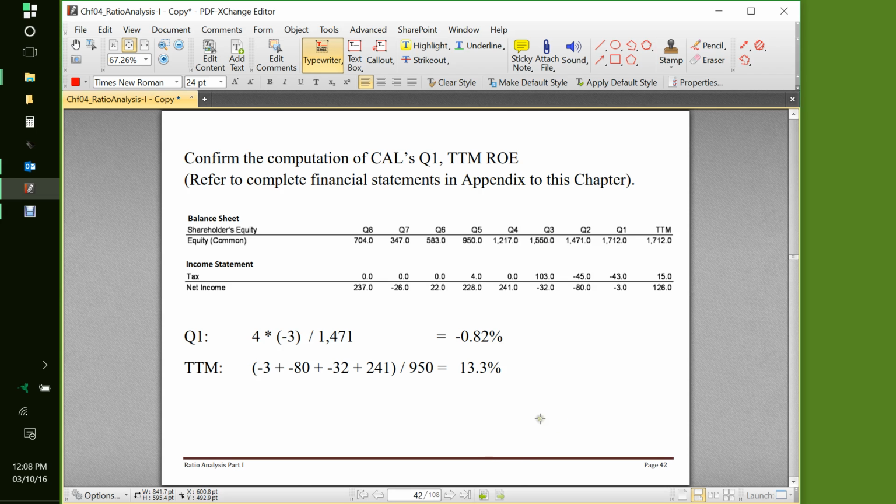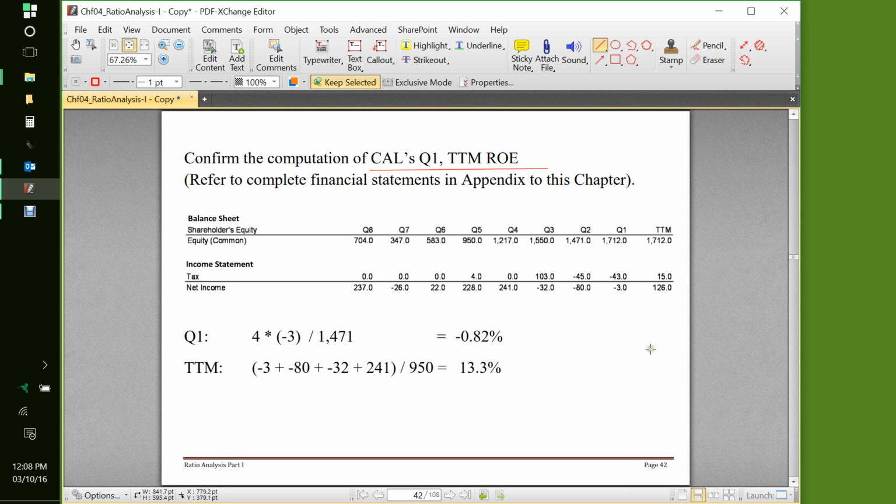And I've got a little example here with Continental. I want to look at Continental's Q1 ROE and its TTM ROE. And you can convince yourself, I have actual financial statement information for all 8 quarters and TTM for Continental here. At the end of this chapter, all of Continental's financial statements from which these ratios were computed are represented for all 8 quarters and aggregated into TTM, okay?